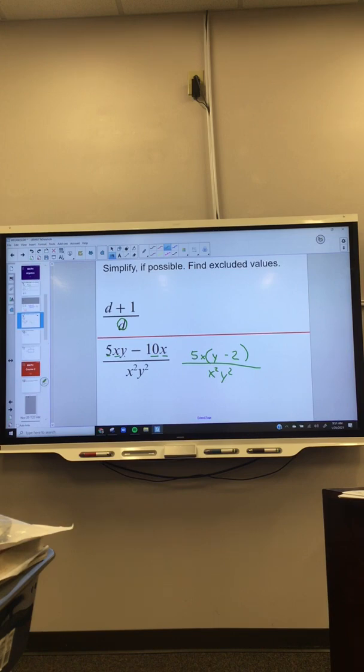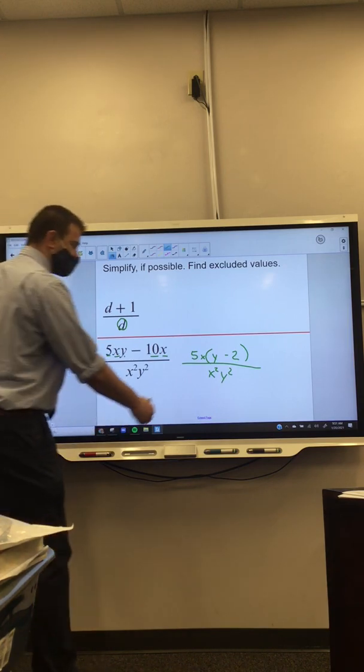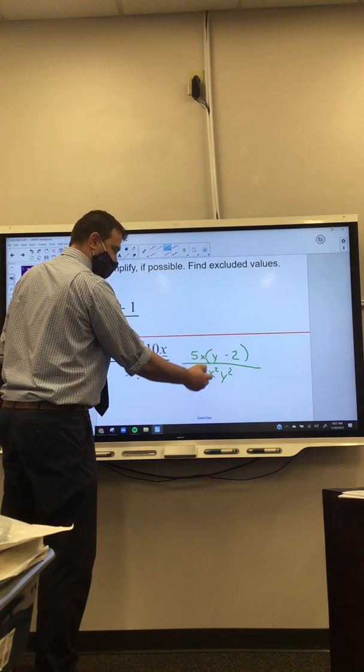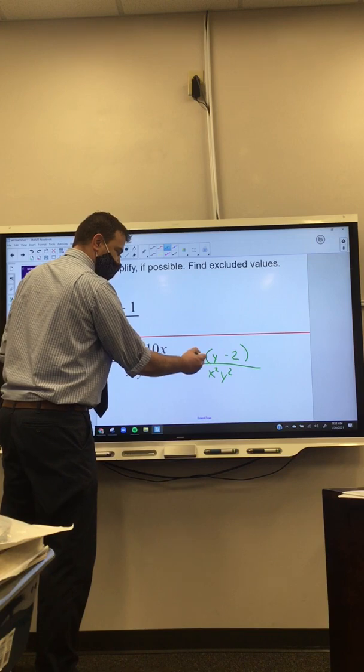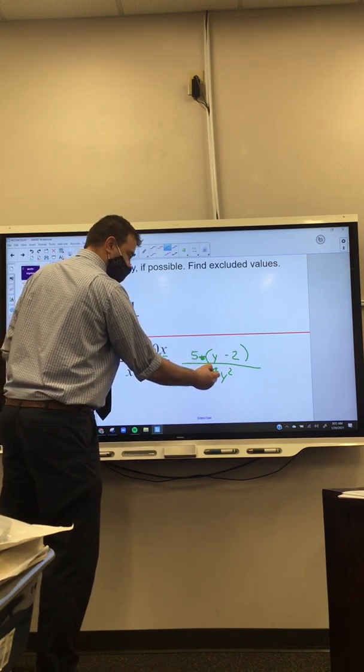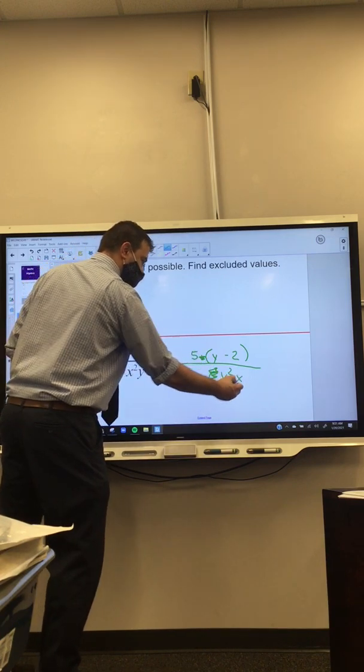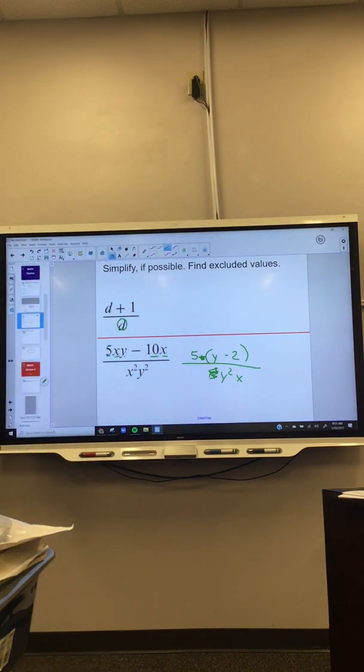I suppose since we could take out an x, right? 5 times x times all this, x squared. So we could get rid of an x here and one x here, right? And do something like that, y squared times x on the bottom. It's a little bit more simplified, but not a ton.